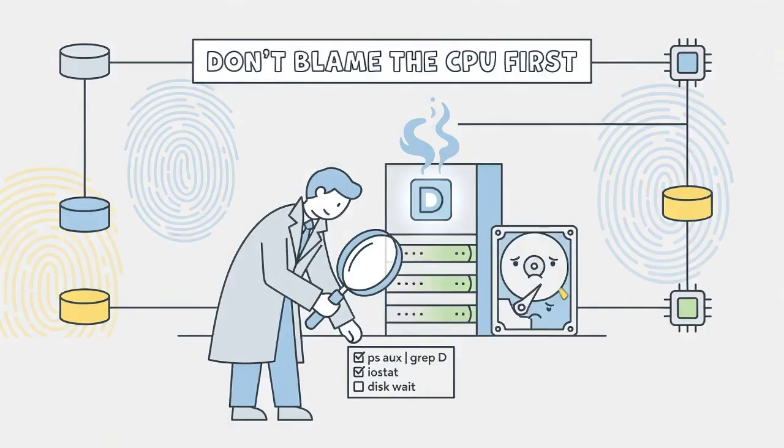One last caveat: because D-state processes inflate the load, a number above your core count does not always mean you need more CPU. Check ps for D-state processes, inspect your disk wait metrics, and look at iostat. Sometimes the cure is a faster disk or a different storage driver, not another processor.